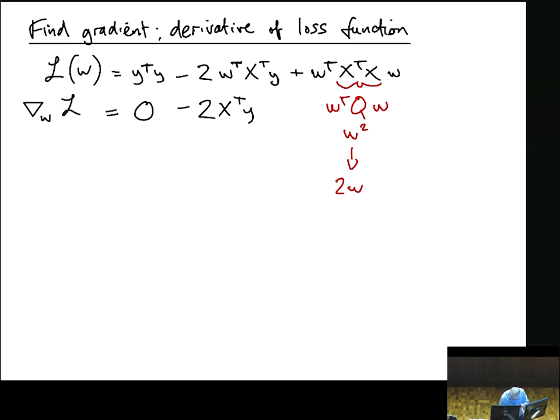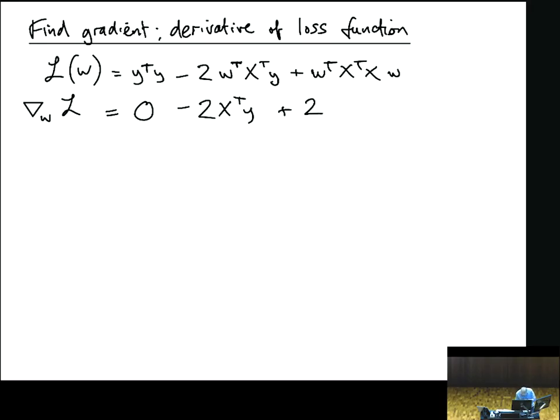Okay, so all this working is just to satisfy ourselves that we can write plus 2 x transpose x w, right? That's how we got that, right?